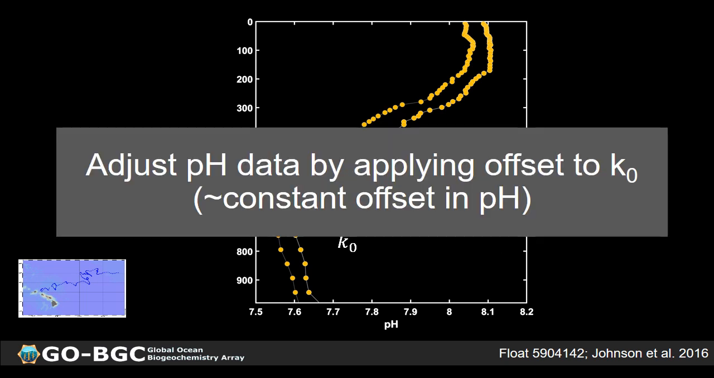So based on this data, we conclude that the best way to adjust pH sensor data is to adjust the K0 or applying offsets to K0, which more or less manifests as a constant offset or constant drift in pH. So the key is to try to find how much the pH is changing at any part of the water column, and then we calculate a change in K0 and then apply that for the whole profile.